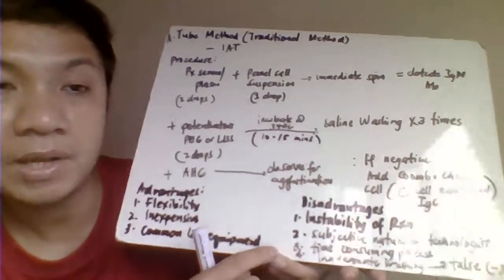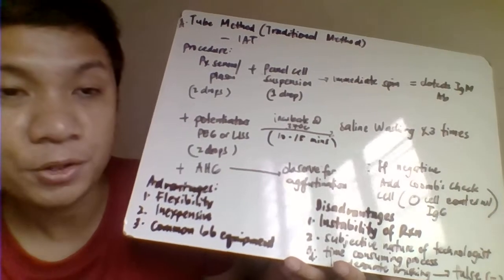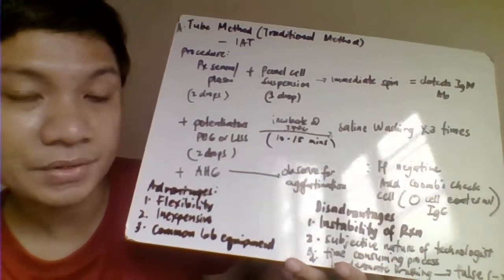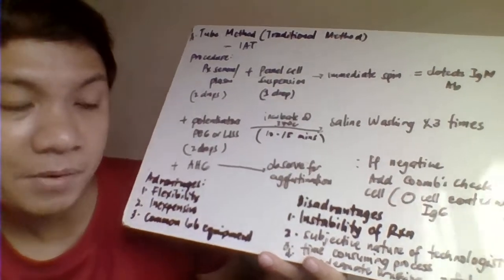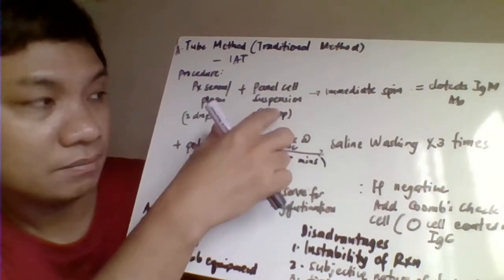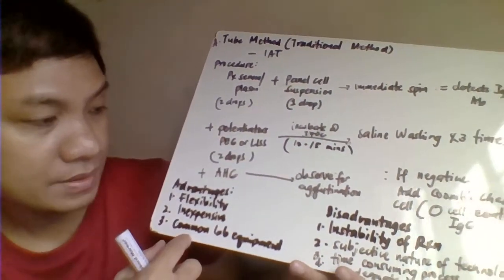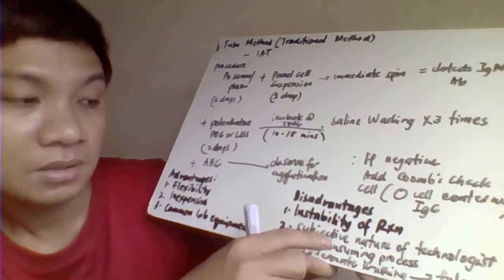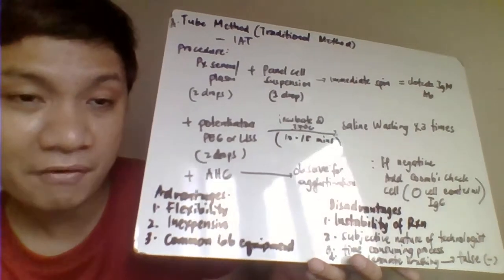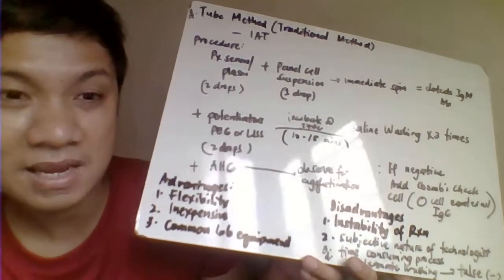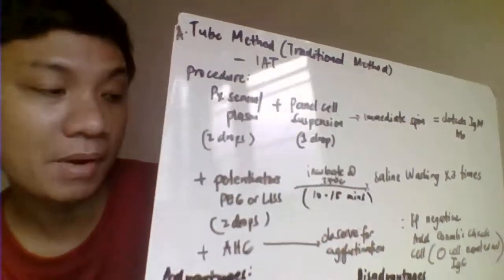Another one, inadequate washing, not able to remove your unbound antibodies, results in a false negative reaction. And this is also a time-consuming process. Okay, because remember, pag nag-saline washing tayo for 3 times, sobrang tagal ng procedure natin. So, it's a time-consuming process.